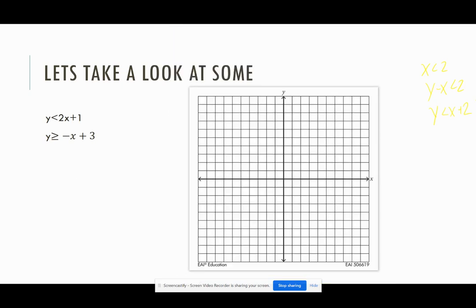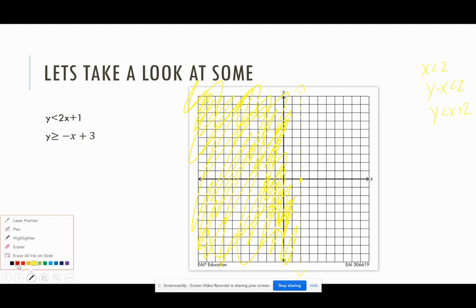So x is less than 2 means a 2 here. We do a nice dashed line because it's less than, not less than or equal to. And we put our arrows to say we're continuing. X is less than 2 is shaded this way. And then we are going to do our next problem. I will put it in a different color.